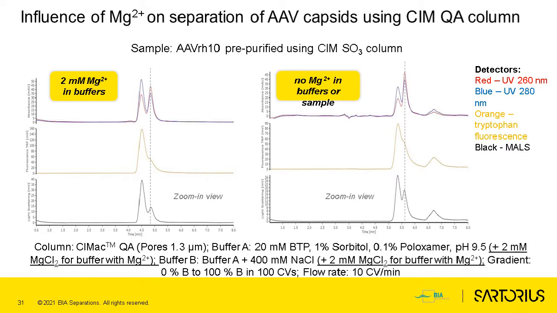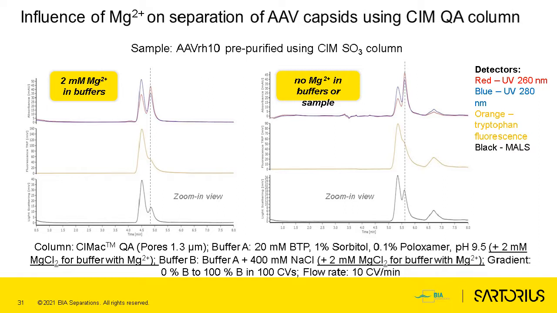If you would have at least 2 millimolar magnesium in the buffer A and buffer B, all the empty capsids would elute in one single peak, as it is shown here on the left chromatogram. So the blue 280 is higher than red 260, and the right is the full capsid. Again, 3 different detectors. The chromatogram on the top is UV, the middle one is fluorescent tryptophan, and the bottom is multi-angle light scattering, the black.